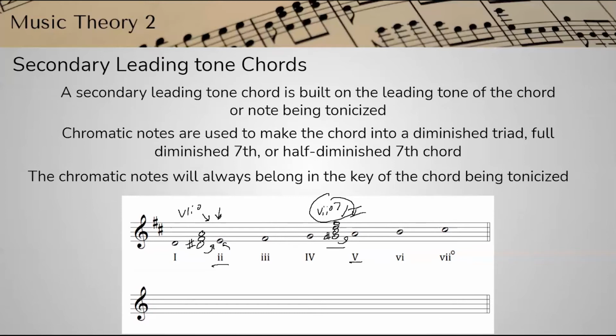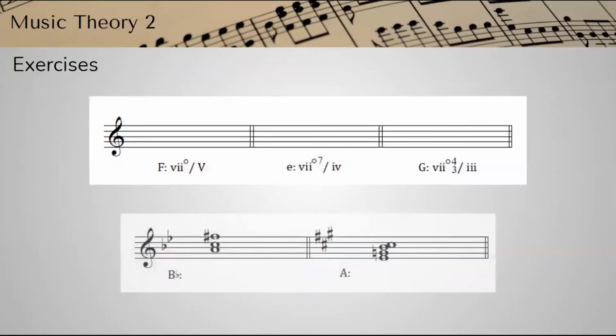Okay, so let's look at a few examples of this. Now, in the first set of examples, we're going to be spelling the chord based on the Roman numerals as we practiced with the other kinds of chords. In the second part, we'll be identifying them in a particular key and giving them a Roman numeral for a label.